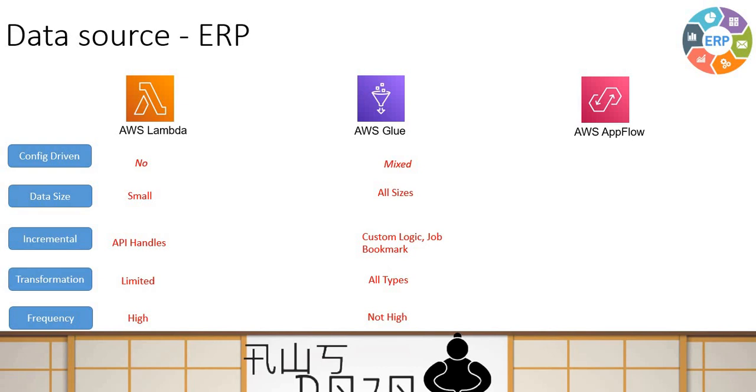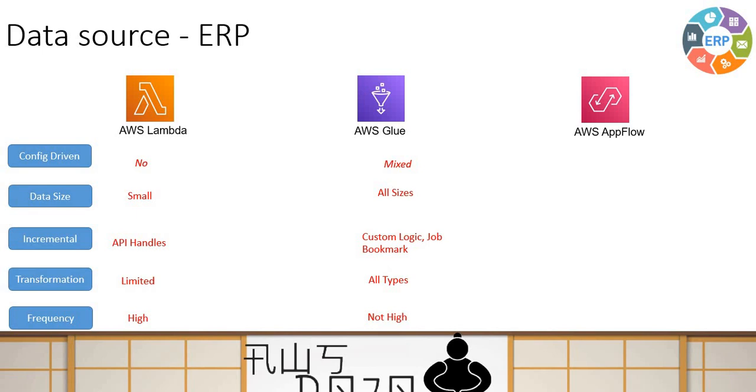So I have an option in my hand that even if the API dumps the data or does pagination of data for me, I can build my custom business logic to select the incremental data, because I don't have any sword hanging on my neck for the timeout period of 15 minutes. So literally I can build my custom logic when using Glue. And of course I can use job bookmark, especially if I'm dealing with a database. I can do all types of transformation in a Glue job, and again the frequency is not very high, for the obvious reason I talked about earlier.